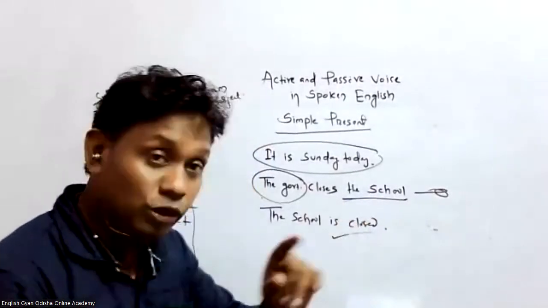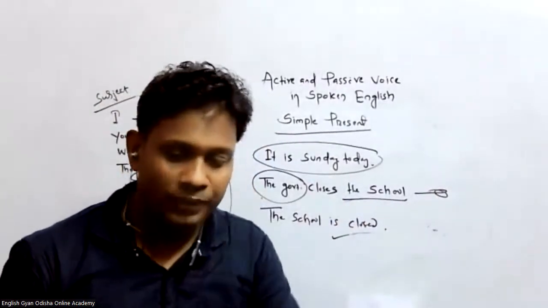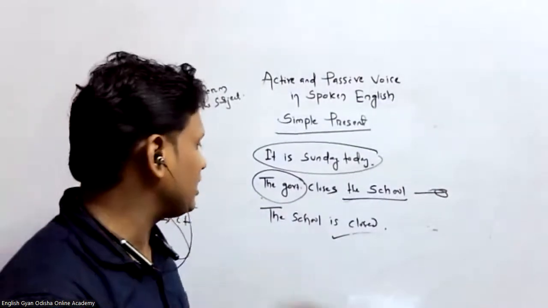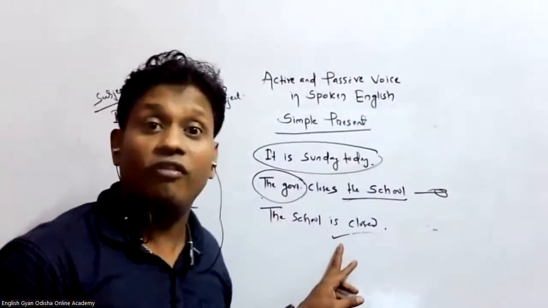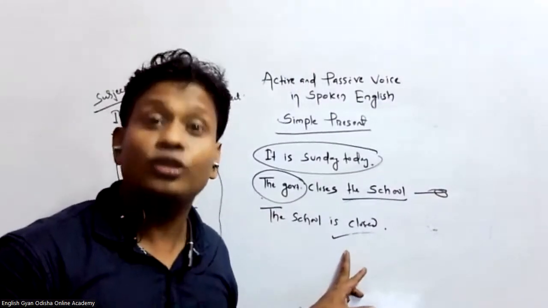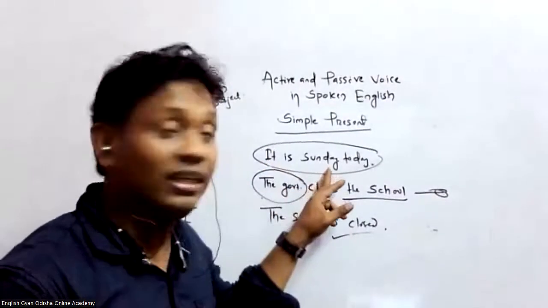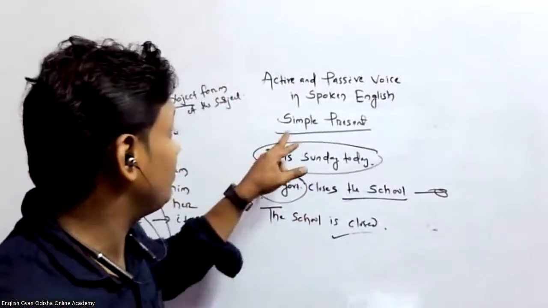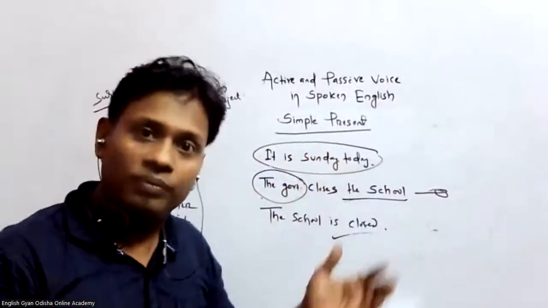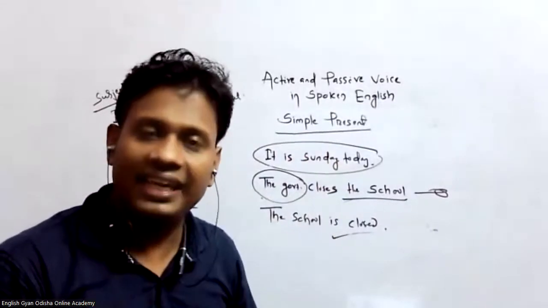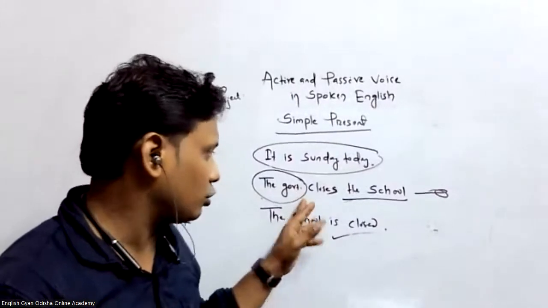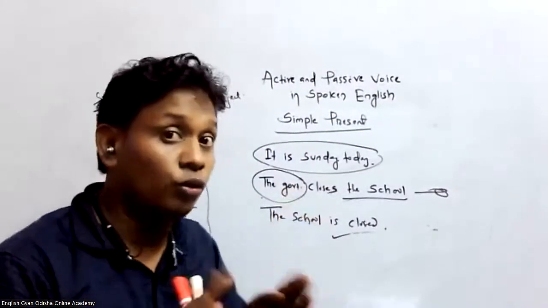So basically in our day to day life, I can say the school is closed. This is a perfect example. It is Sunday today, the school is closed. That is a perfect example of passive in simple present, because it is habitual. Every Sunday the school closes. The school is closed by the government, but you don't want to mention it.